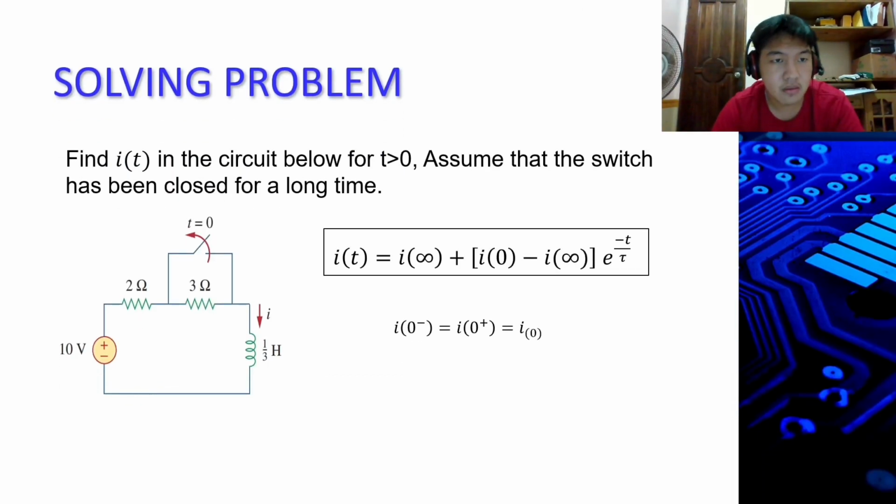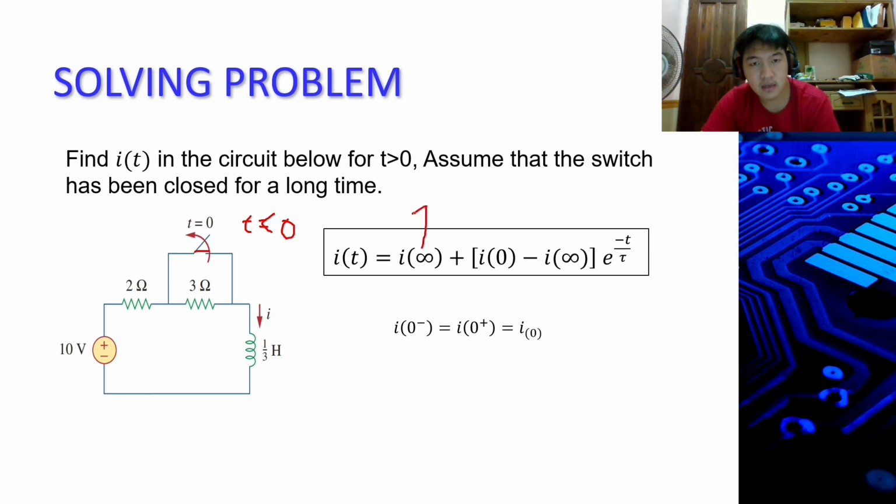So, solving a problem: find i(t) in the circuit below for t greater than 0. Assume that the switch has been closed for a long time. We have a 10 volt source, 2 ohms, 3 ohms, and a 1/3 henry inductor. At time greater than 0, the switch opens. At time less than 0, the switch is closed. So let's find i(t).